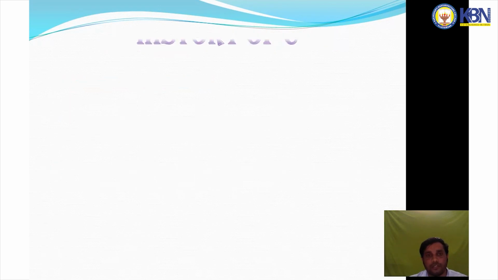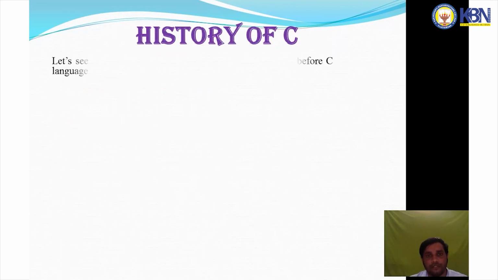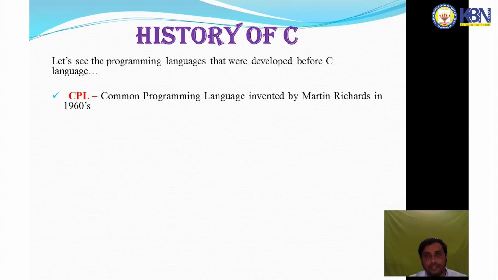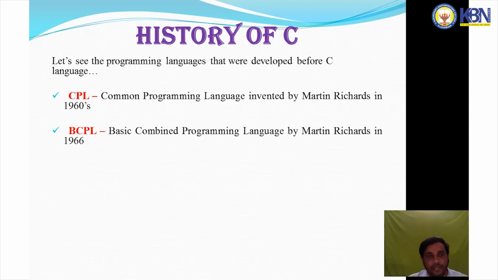The next one is, what is the history of C? The first language introduced in programming history is the CPL language. What does CPL stand for? The Common Programming Language. It was invented by Martin Richards in the 1960s. After that, the BCPL language was developed. What does it stand for? BCPL is the Basic Combined Programming Language. It was also developed by Martin Richards in 1966.